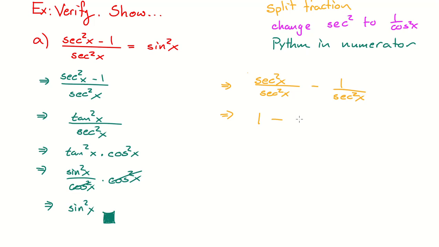is what? Cosine squared? And golly, sine squared plus cos squared is 1, which means 1 minus cos squared is sine squared, which is what we were asked to end up at. Two proofs of the same idea.